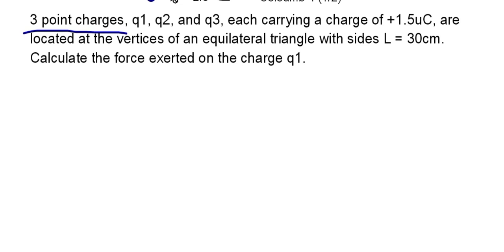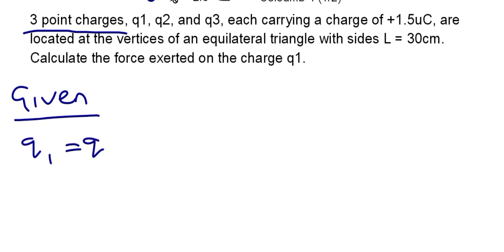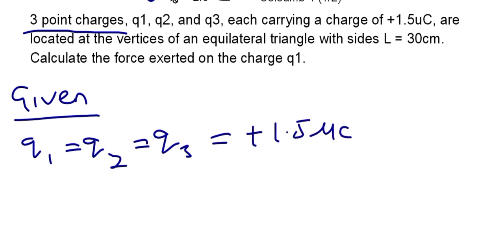So let's bring out the given. Here is the given: Q1 equals Q2 equals Q3 equals positive 1.5 microcoulomb. So let's convert it. It will become 1.5 times 10 to the power of negative 6 coulomb. Let's proceed with the question.